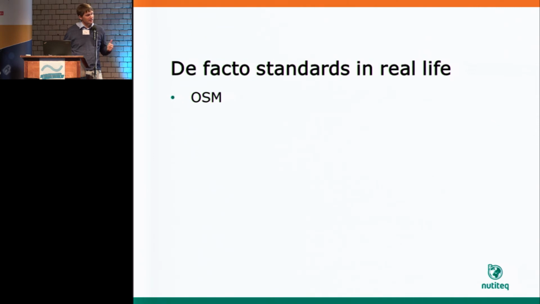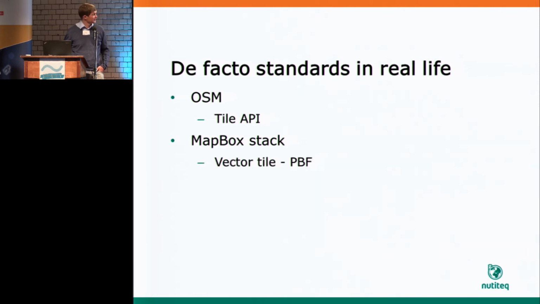Like the de facto standards. From OSM, there is one kind of tile service for map tiles. So everybody is using that. It does not even have a proper name. So tile API or something like that. But it's very simple, and that standard enables kind of wide choice of different map sources for any web map application. And then there is a Mapbox stack, and that has quite a few standards.